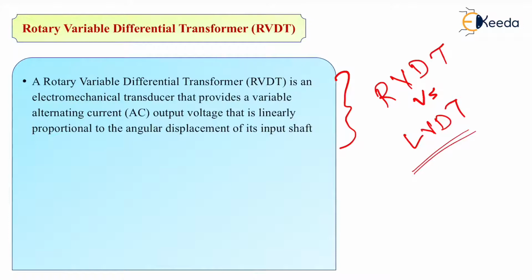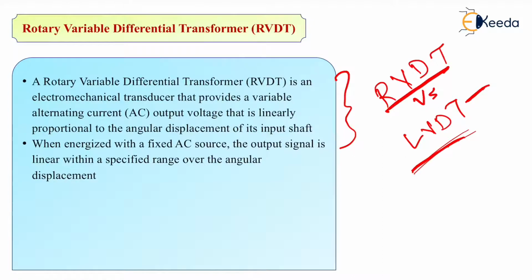So what we have seen in the LVDT? In the LVDT, that is again an electromechanical transducer which converts the mechanical form of energy into an electrical signal, but in LVDT the output voltage is proportional to the linear displacement. See, we have to focus on this. In LVDT the output voltage is proportional to the linear displacement, whereas in RVDT the output AC voltage is proportional to the angular displacement of its input shaft. So this is the basic difference between RVDT and LVDT.